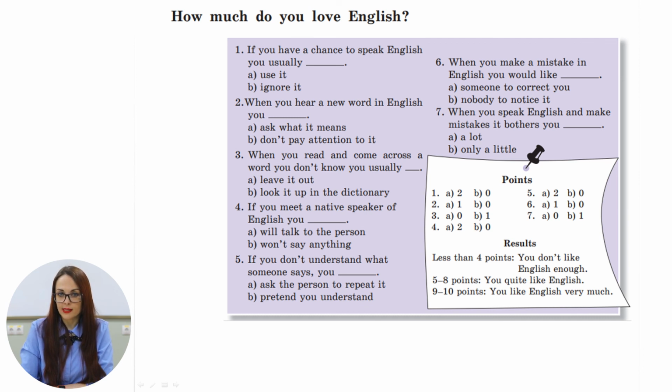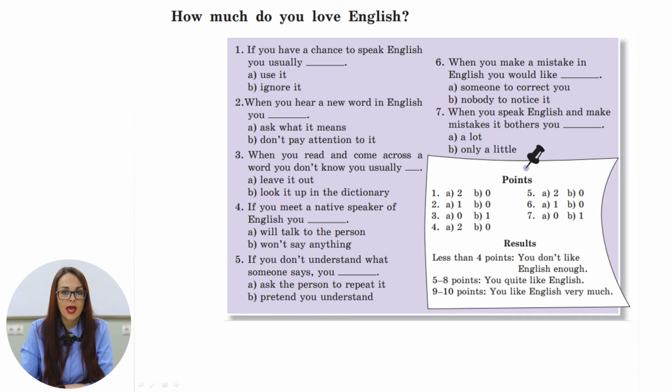Now look at the points. For sentence number 1, if you have chosen A, you have 2 points. If you have chosen B, you have 0 points. Number 2, if you have chosen A, you have 1 point. If you have chosen B, you have 0 points. Number 3, if you have chosen A, you have 0 points. If you have chosen B, you have 1 point.